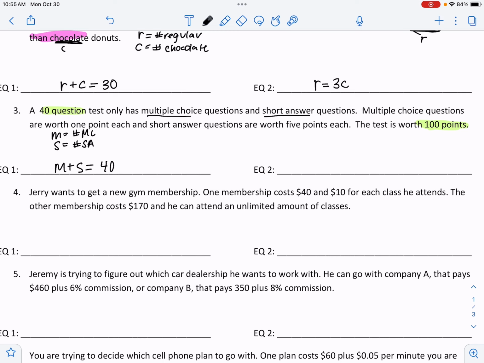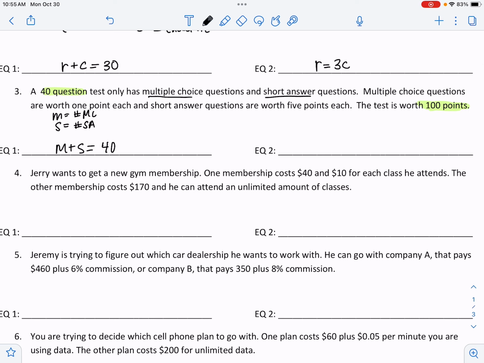Questions plus questions equals questions. You don't want to say questions plus questions equals points. That's a common mistake. If I want to equal the 100 points, I have to put their point values on it. And so multiple choice are 1 point each. Short answer questions are 5 points each. So 1 times M plus 5 times S equals 100.